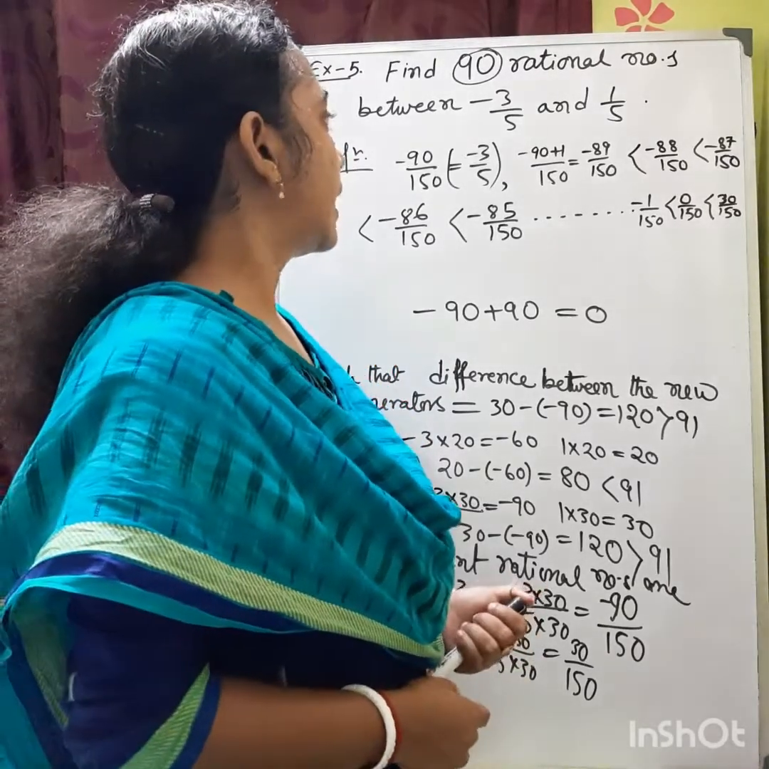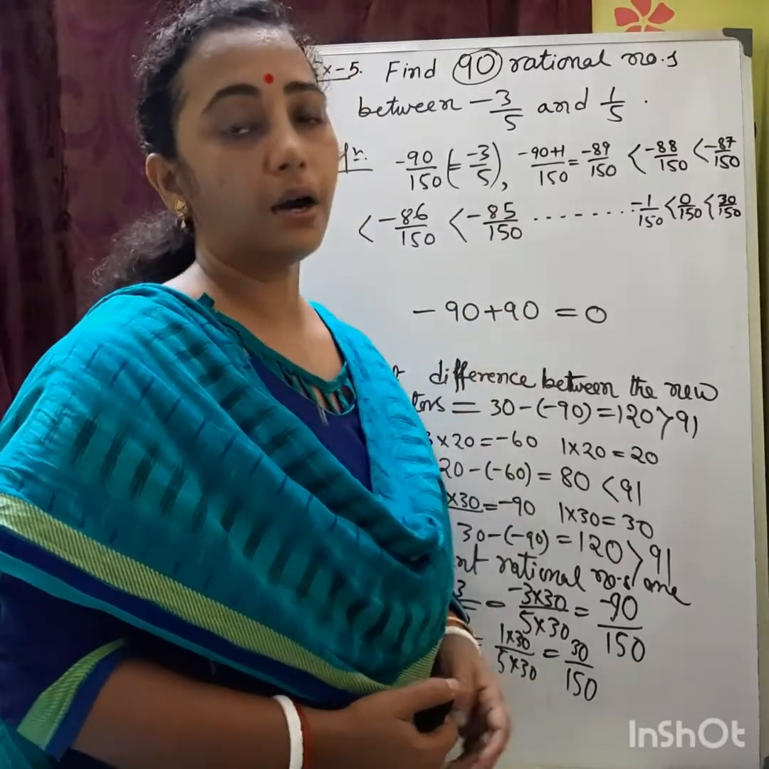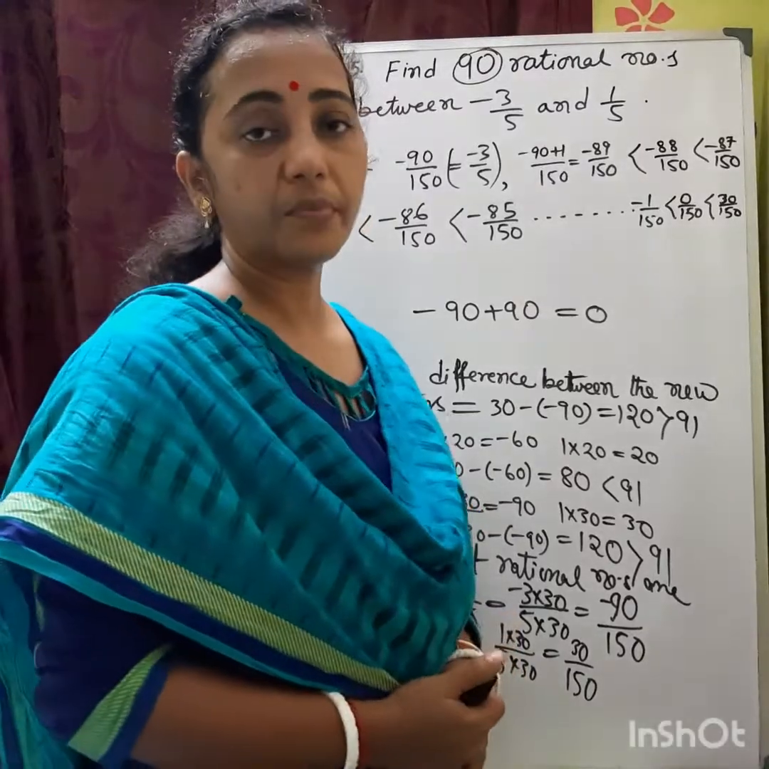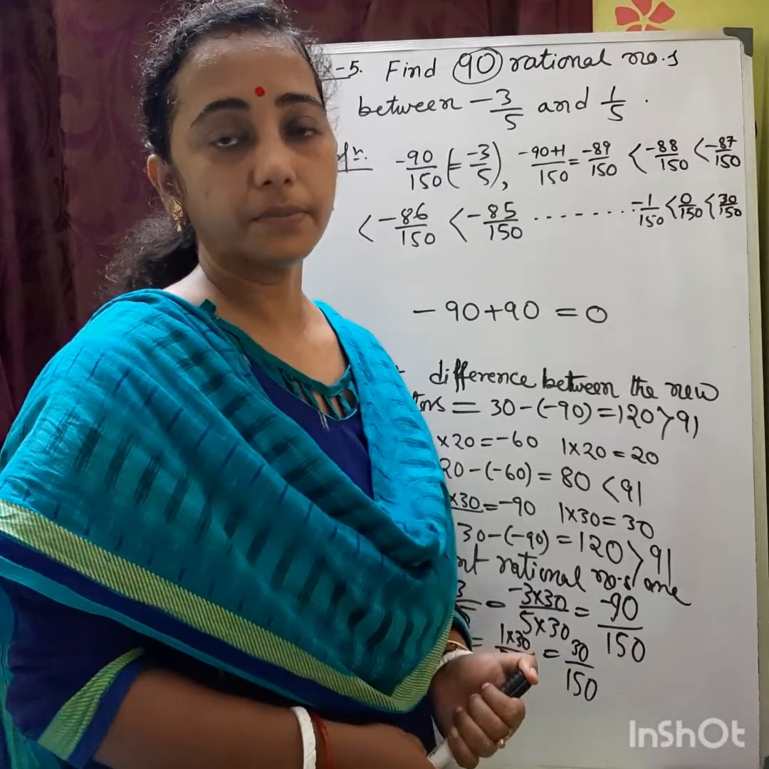If it is asked more than that, suppose 100, then we will extend more, that means minus 90 plus 100. So here we are getting 10, so we will go up to 10. So in this way we can get the required number of rational numbers.